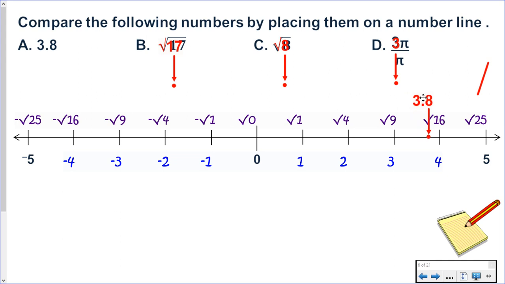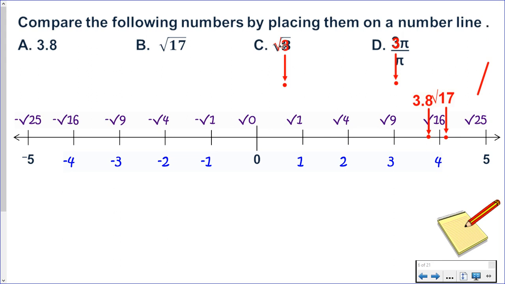Square root of 17, well, is that larger or smaller than 3.8? Looking at my perfect squares at the top, square root of 16 equals 4. So square root of 17 is just bigger than 4, just to the right. If I wanted to approximate it, maybe it's 4.1, maybe it's 4.2. I'm not sure, but I know that it's bigger than 3.8.